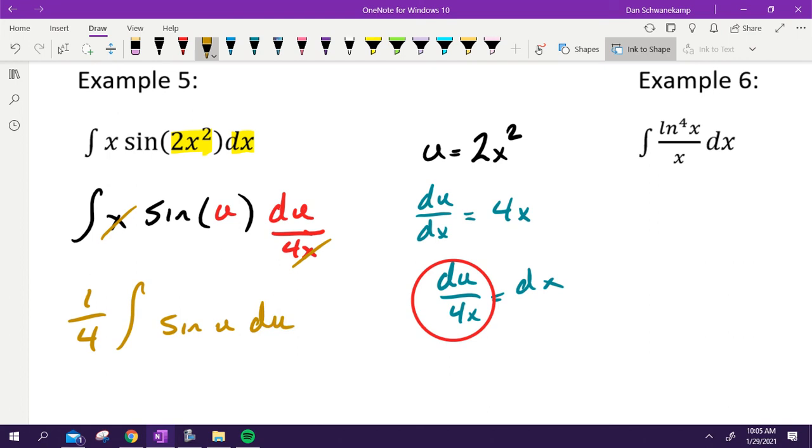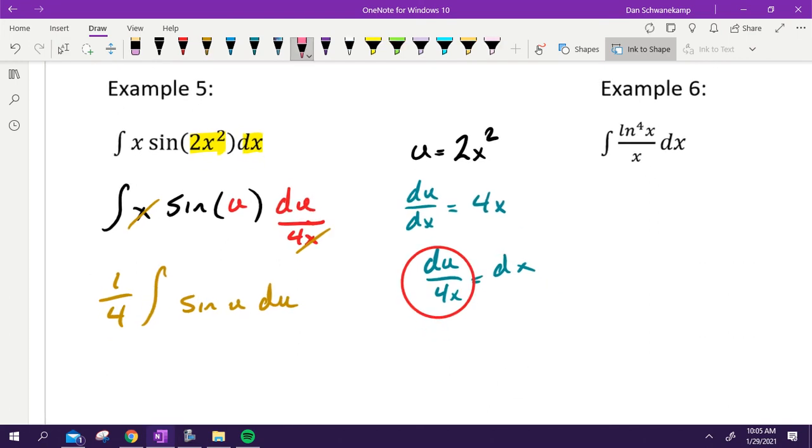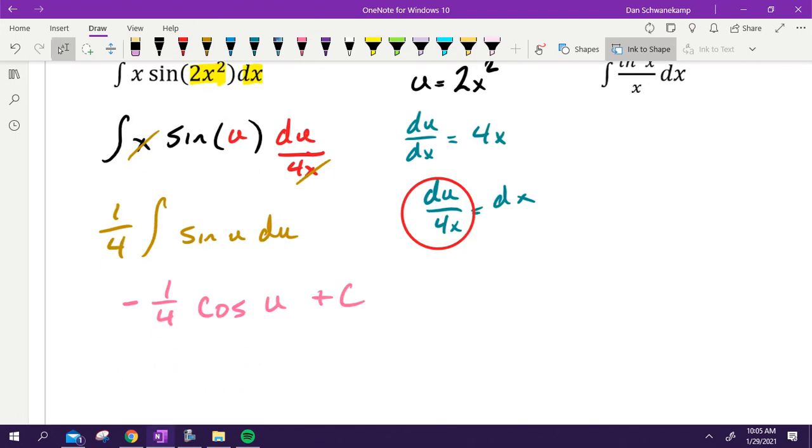Zachary, what's the antiderivative of sine going to get me? Negative cosine. Good. So it's negative 1/4 because the antiderivative of sine is negative cosine u plus c because we found the antiderivative. Again, your answer does not have u in it. We use u to help us through the process. But once we're done, my answer is just going to be negative 1/4 cosine. Instead of u, I could plug back in 2x squared, plus c.